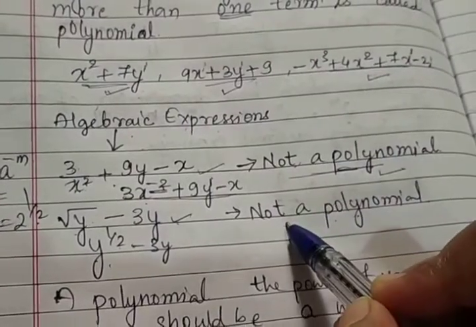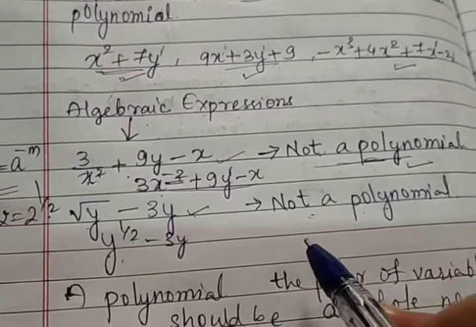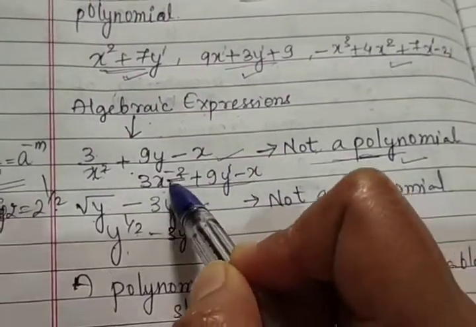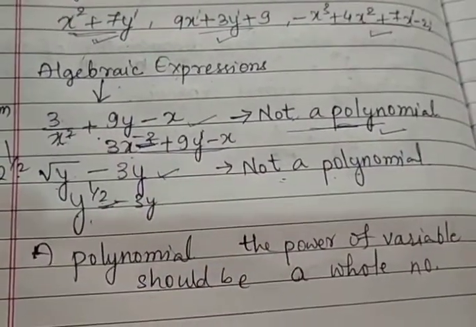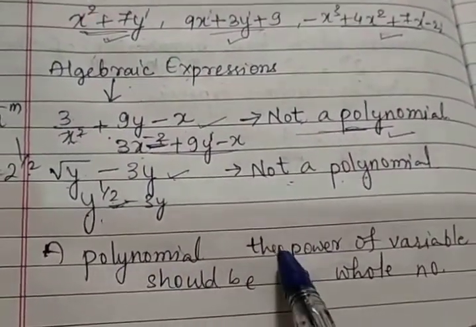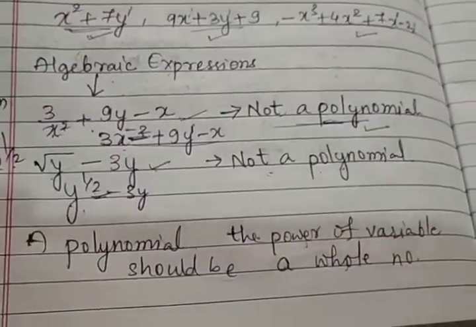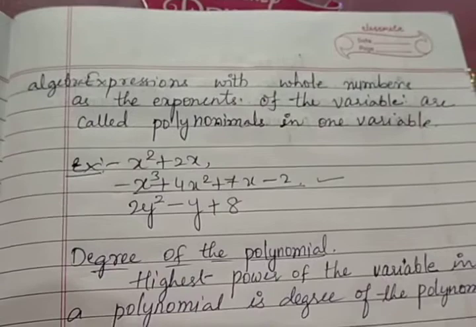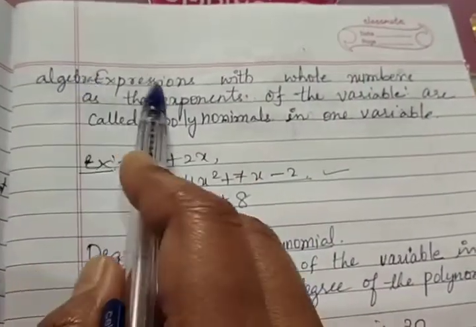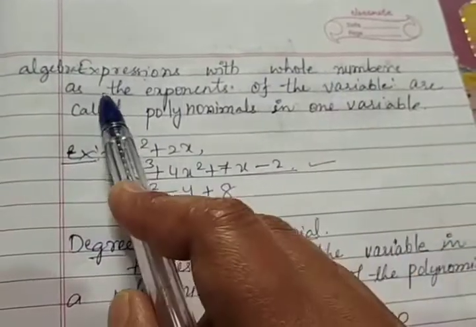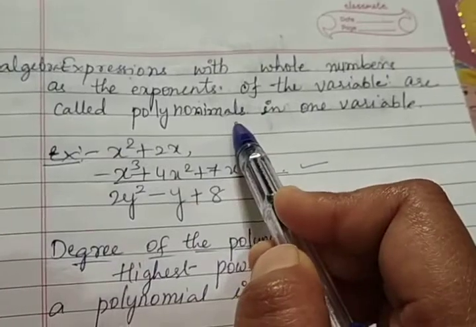So it is compulsory that for a polynomial the power should be a whole number, not an integer, nor a rational number, nor even a decimal. So we can say that for a polynomial the power of the variable should be a whole number. How can we define it? The definition of a polynomial: an algebraic expression with whole numbers as the exponents of the variable is called a polynomial.